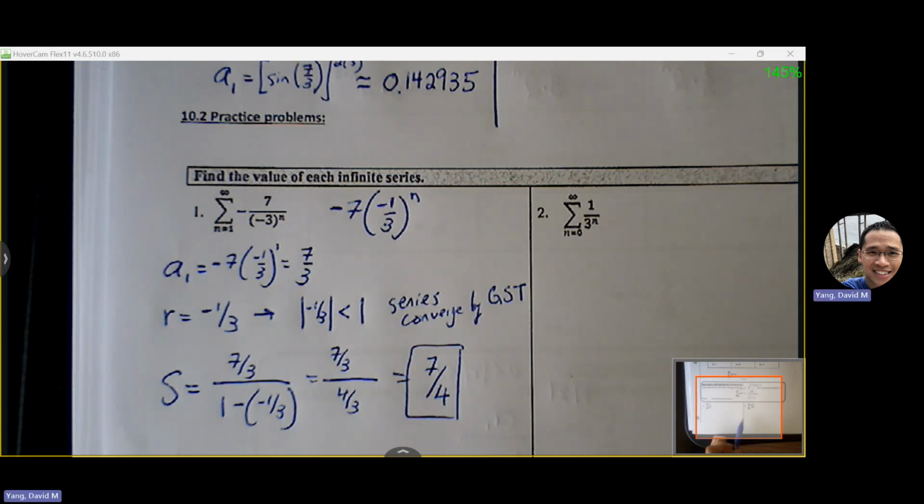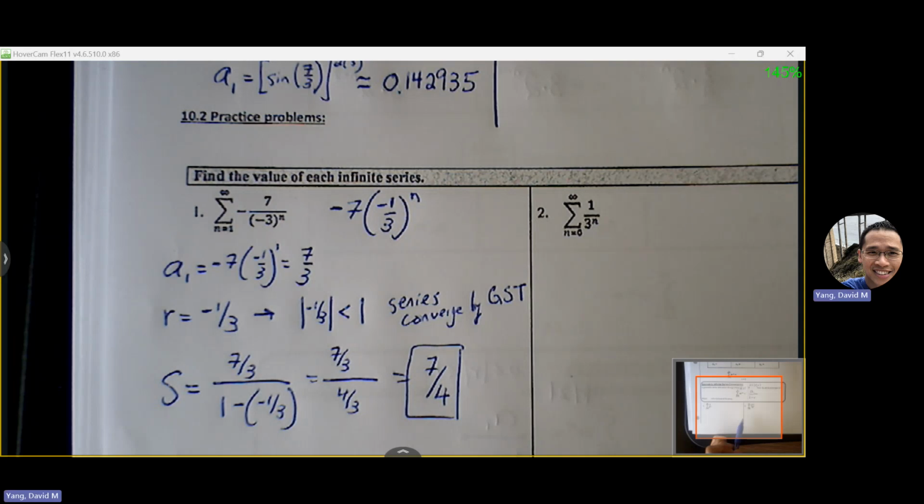So it really helps if you can rewrite your problem like this. Push that -3 to the n in the denominator as -1/3 to the n. If you can get into that form, then it's really clear what your ratio is. Find your first term. Your ratio is -1/3. You know the absolute value of -1/3 is less than 1.